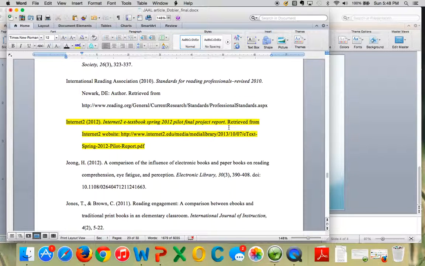And then in APA 6th edition, we use retrieved from, right here, that's a key. Sometimes people get that part mixed up. Retrieved from, and then you have the website URL. There's no date on a website or any kind of online resource in APA 6th edition. So you want to be careful about that.